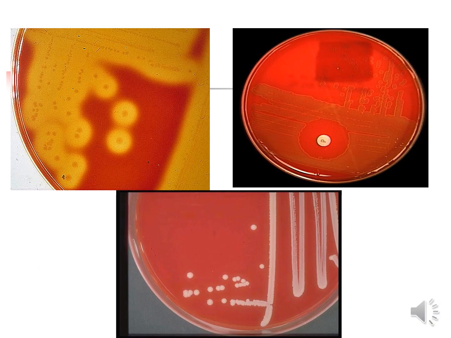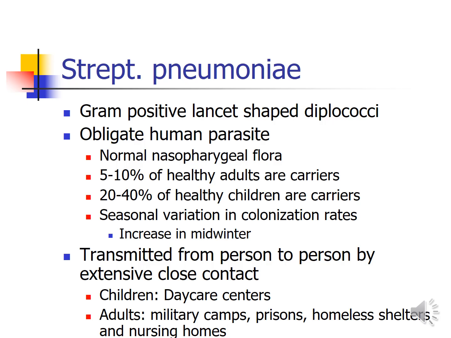So this is beta hemolysis. This is penicillin sensitivity. Streptococcus pneumoniae. This is a gram-positive, lancet-shaped diplococci. This is an obligate human parasite.